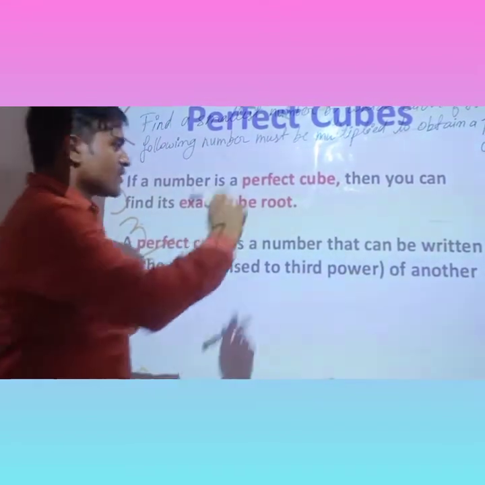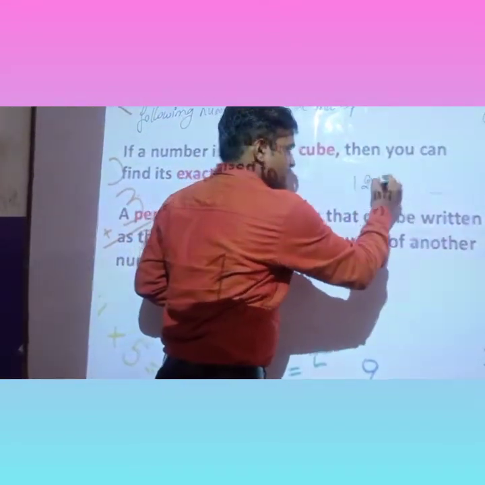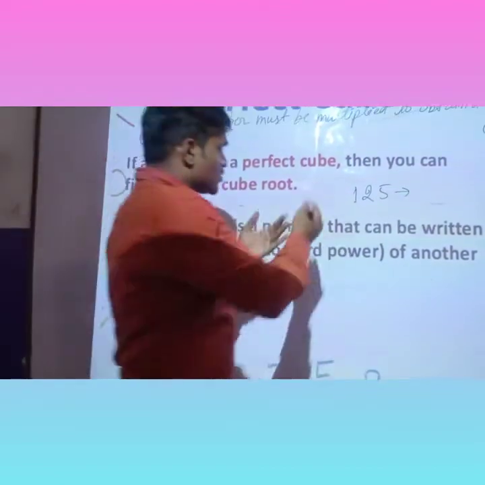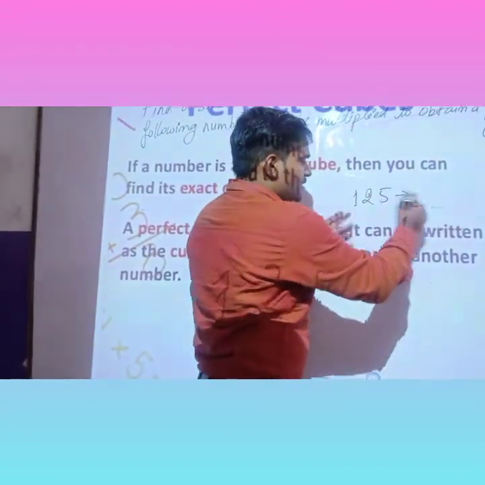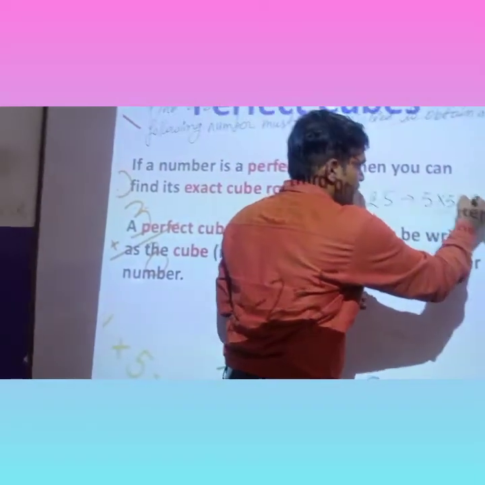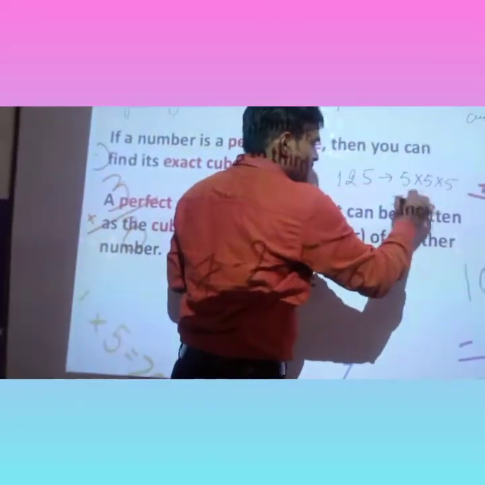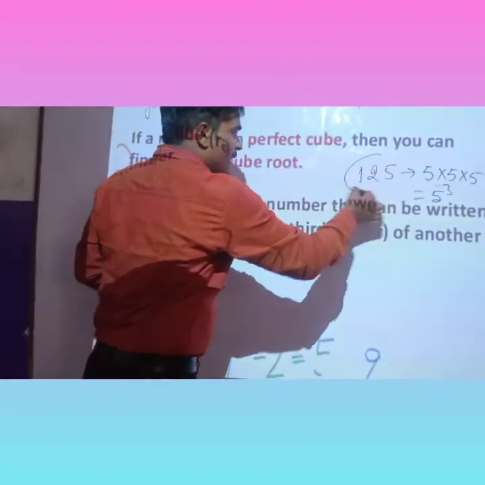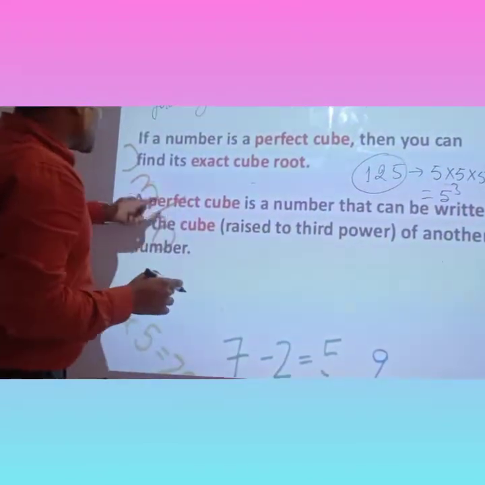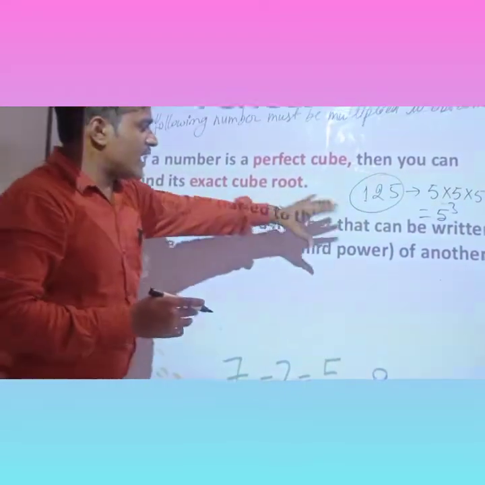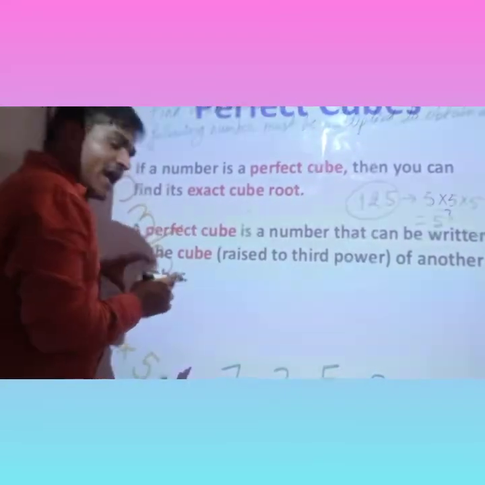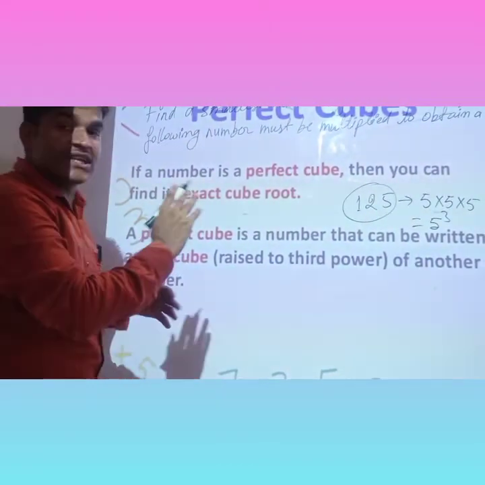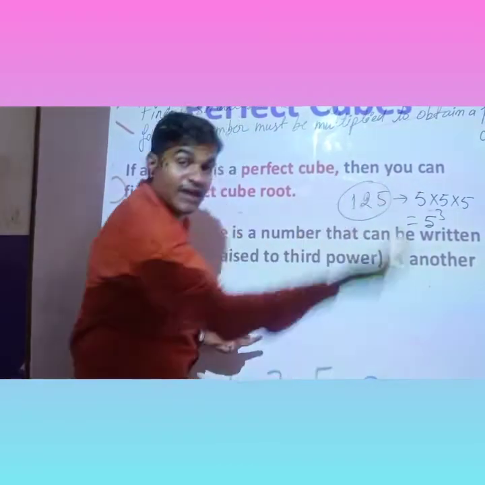For example, suppose 125 is there. Is 125 a perfect cube or not? First we will find its prime factors. So we get 5 into 5 into 5, so we can write 5 cube. So 125 is a perfect cube. That's why we say a perfect cube is a number which can be written as a cube, raised to the third power of another number.